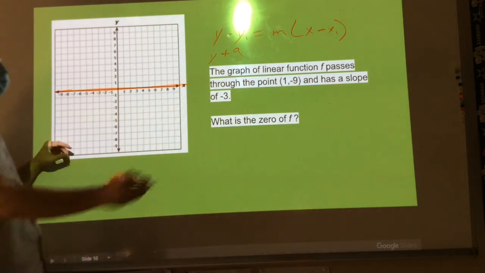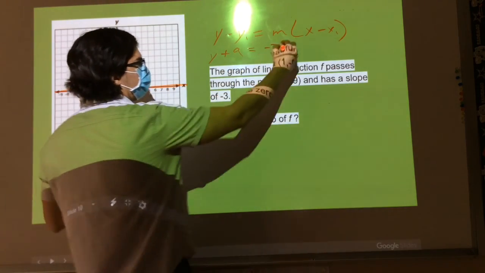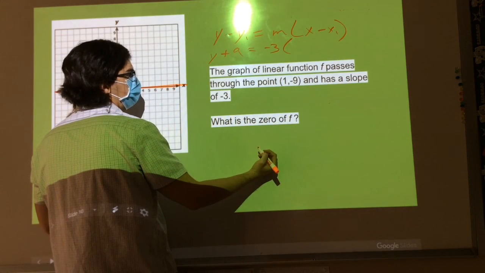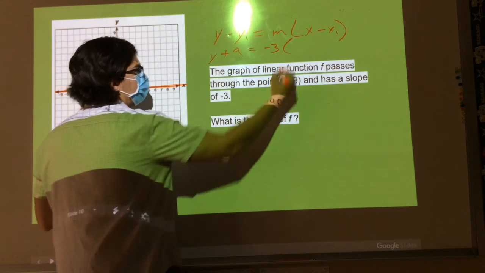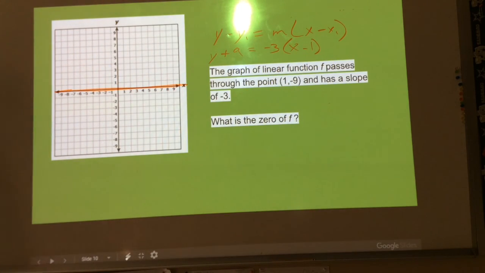Okay, go ahead. Equals -3 parentheses x minus 1. Anybody disagree with that? No. Did it right. Okay? Now, from here, we're just going to solve it out. We're trying to get it to slope-intercept form.